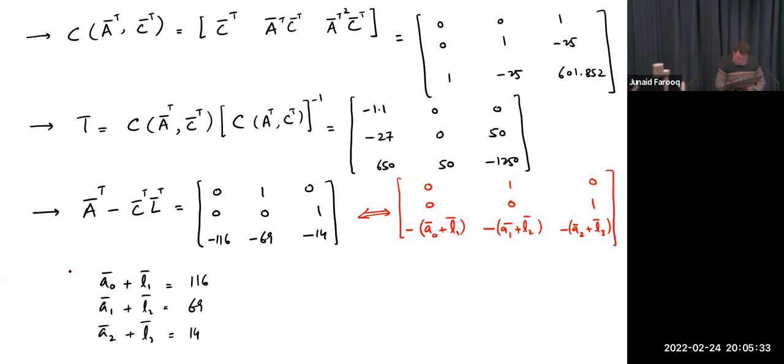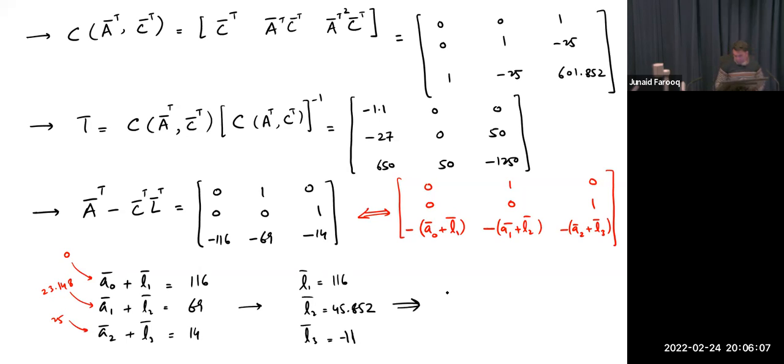This, coming from the previous page, is the values 0, 23.148, 25. So what you get here is L1 bar is 116, L2 bar is 45.852, L3 bar is minus 11. So your L bar transpose is going to be 116, 45.852, minus 11.